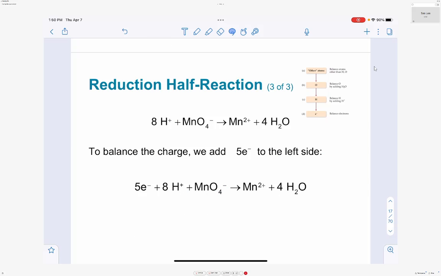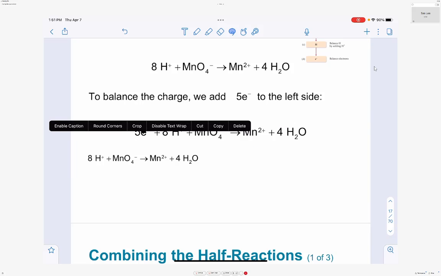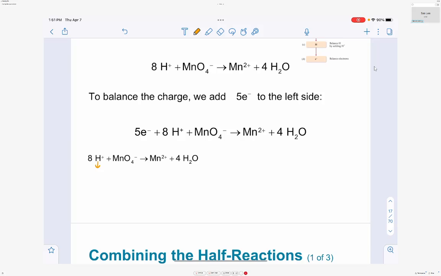The next step, now that oxygen and hydrogen are both balanced through adding water and adding proton, we will move on to balancing the charges. We need to balance the charge. As for the left side, proton has a charge of 1 positive.